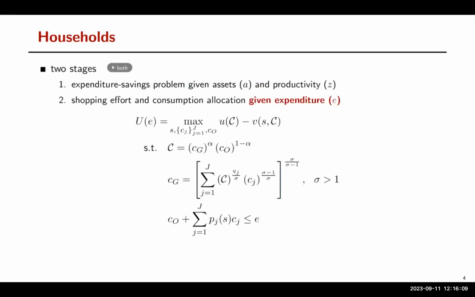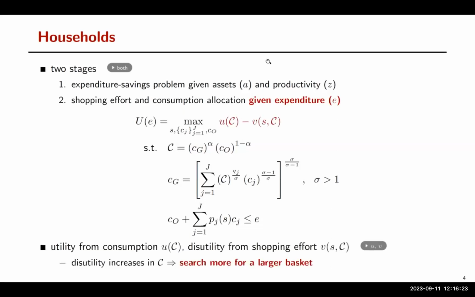In this second stage, given an amount of expenditure, households decide on an allocation of consumption across different varieties and on how much shopping effort they want to exert to find cheap prices. Households derive utility from a consumption bundle, and they derive disutility from exerting shopping effort. And this disutility is going to be increasing in the size of your consumption bundle, basically to capture the fact that, if you want the same price reduction for more products, then you'll have to search more often. It's going to be more costly to search for cheap prices.